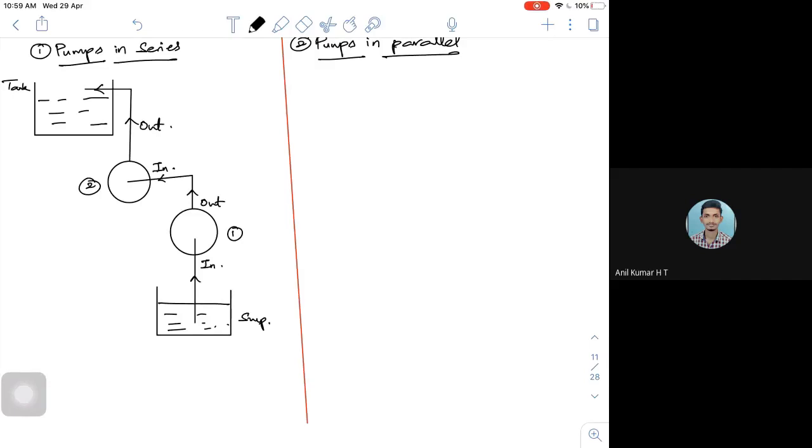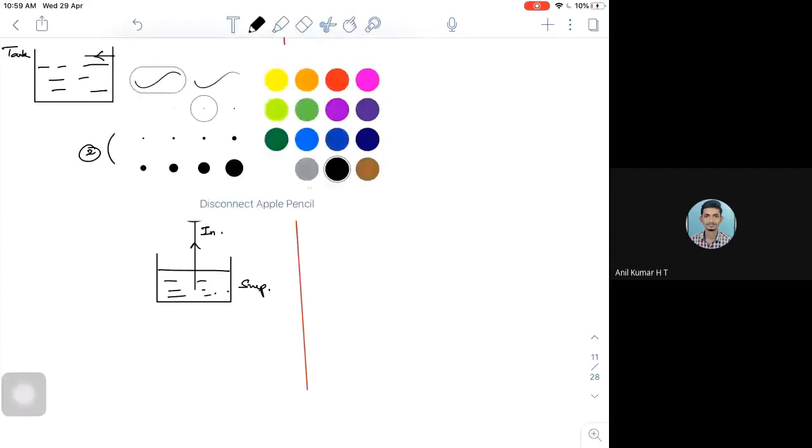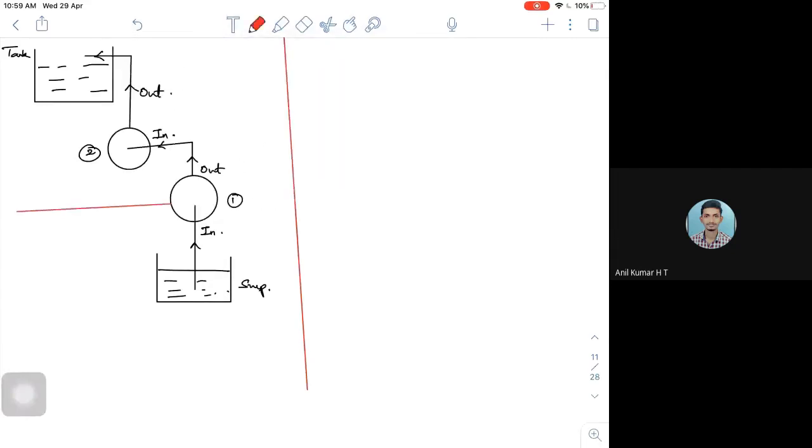What will happen if I want to create the head? What is the head actually? You look at this. This pump will work under this head actually. Let me use a different color. Okay, this will work under this head. Say this is the center.